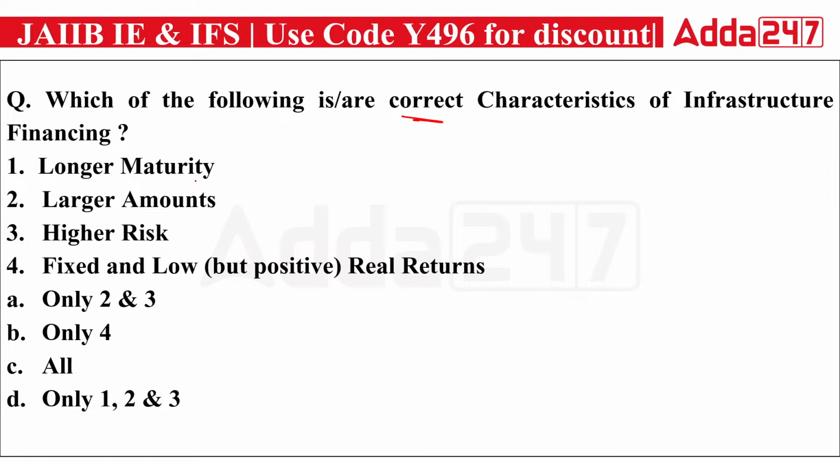So in infrastructure, it's very obvious you need funds for long maturity, and a large amount of money is required. This is also true. High risk is there. Yes, it is. Higher risk is there in infrastructure investment. And the fourth is saying fixed and low real returns are there. That's true. It means all are correct. So the right answer is your C. You will get a fixed income, but the returns will be low. It will be positive, but it will take only a limited amount of profit. So that's why the right answer is C.